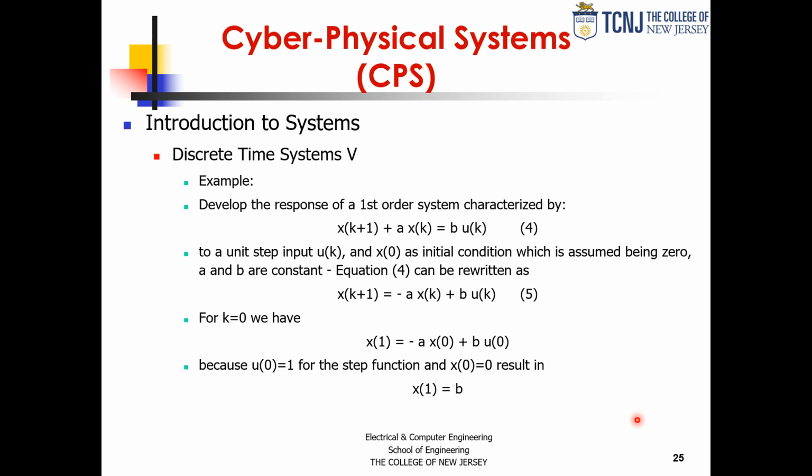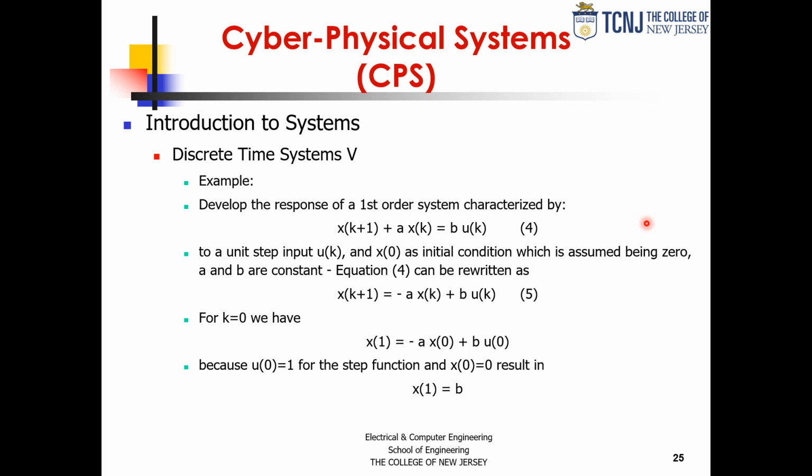Let's say that I have this first order system, because I can see that the highest index is 1 and the lowest index is 0. I have this first order system described by equation 4, and I want to find the response to a unit step function. You know that the unit step function is 1 at 0 and thereafter, and is 0 before, where k in this case is 0. And I am given an initial condition, x0, this is the output, where u is the input, the unit step. I'm given that the initial condition, x0, is 0.